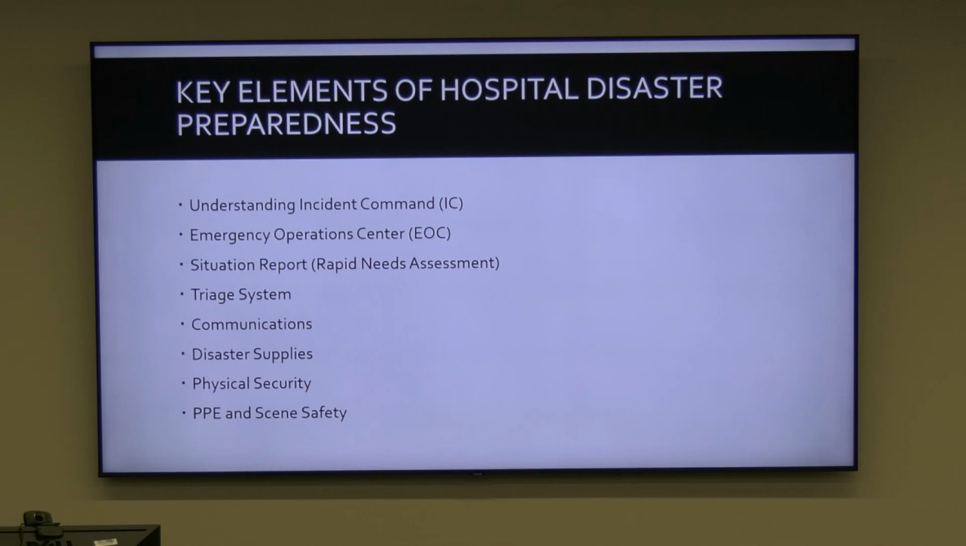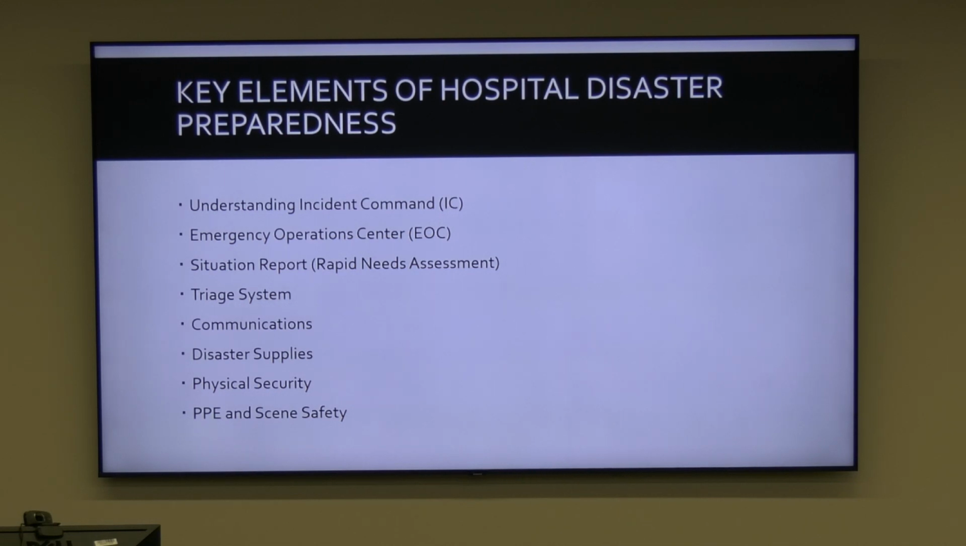Communications is a key part of all of this as well, because often in disaster situations, the normal modes of communication have been disconnected or unavailable, such as cell phones or overhead communication. A lot of times during hurricane situations, hospitals will lose electricity, so making sure that there's a good way to communicate with all the parties involved in a disaster is essential.